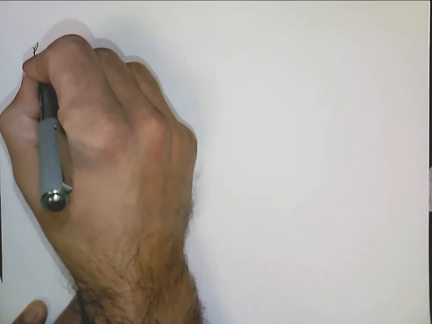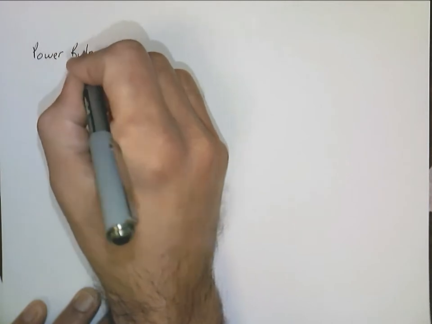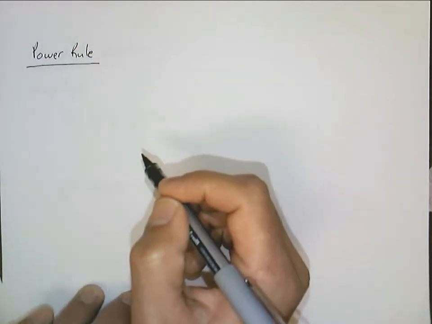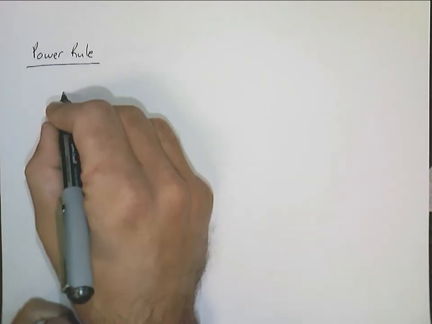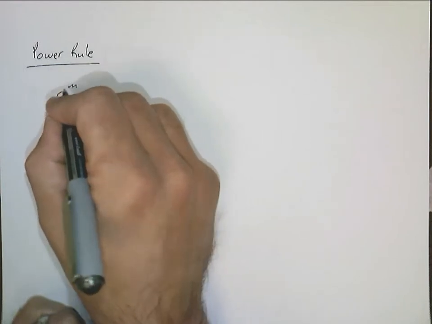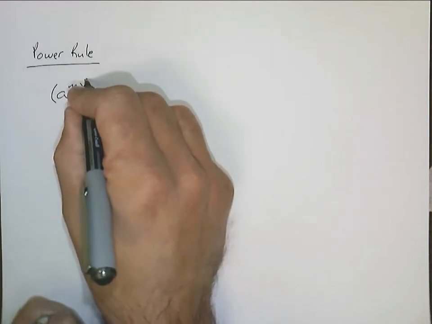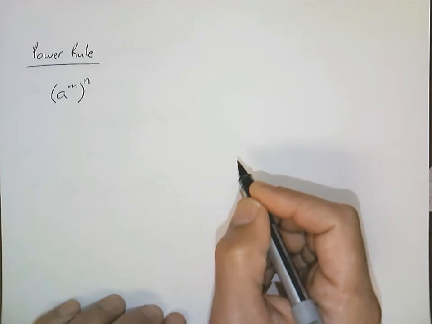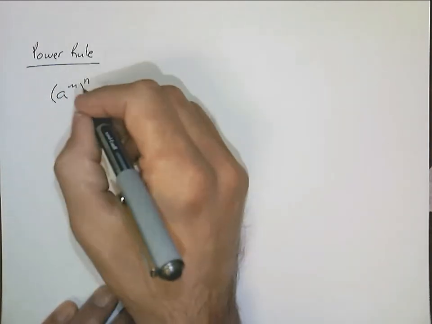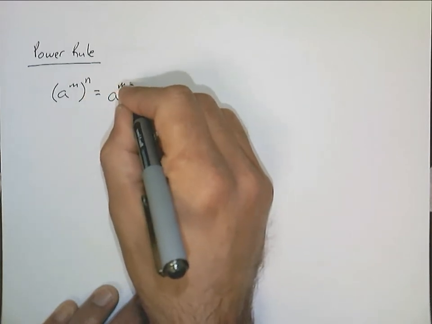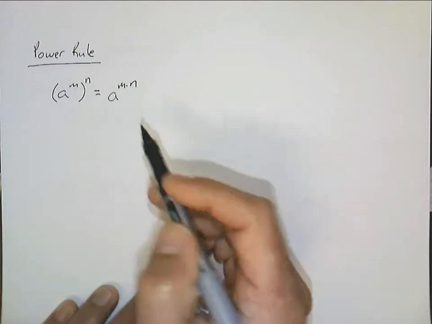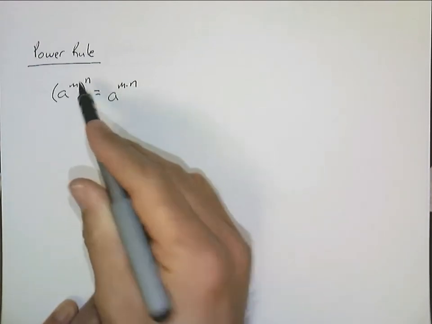The next rule we're going to talk about really quickly is called the power rule. This is how we deal with it when you have a raised to the power of m, but then we raise that expression to another exponent, say to the power of n. Basically you just multiply the two exponents together. So this would be a to the power of m times n.